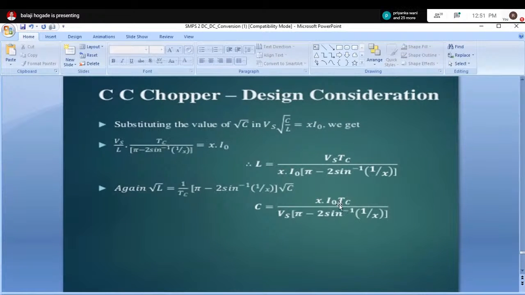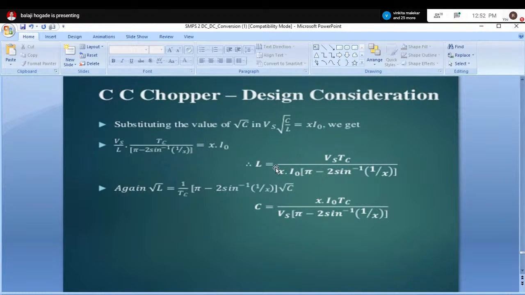C is equal to x I0 Tc divided by Vs into pi minus 2 sin inverse 1 by x. These two formulas are important to find out the values of L and C for the current commutated chopper. These are the main two steps, L and C values. How to find them out? There are steps given, but they will not ask you to design it.